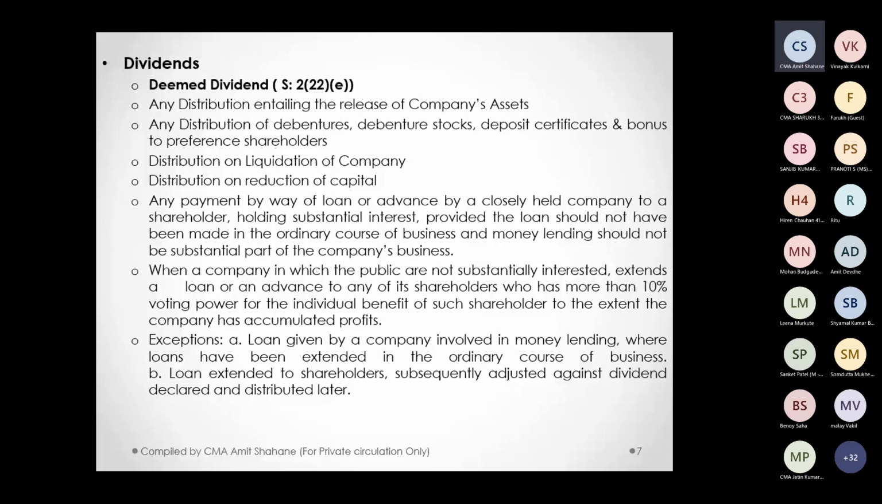So any payment by way of loan or advance by a closely held company to a shareholder holding substantial interest, provided the loan should not have been made in the ordinary course of business, and money lending should not be a substantial part of the company's business. As I said, whenever there is a new provision, people will try to find some way or other to hide that income or hide that payment.